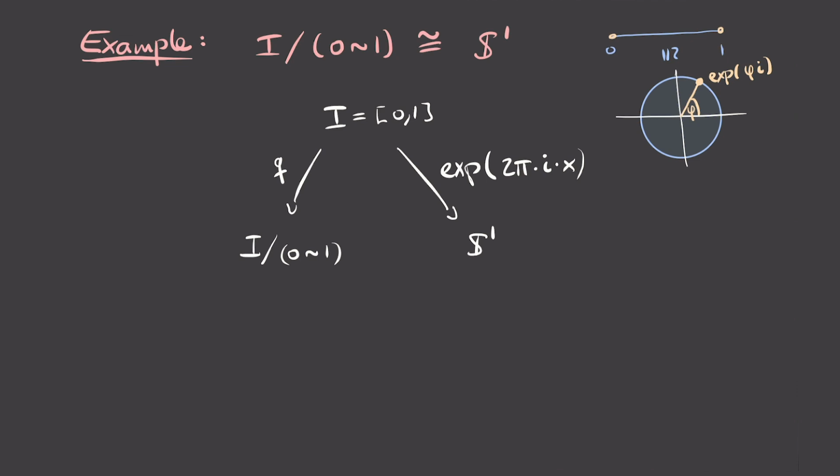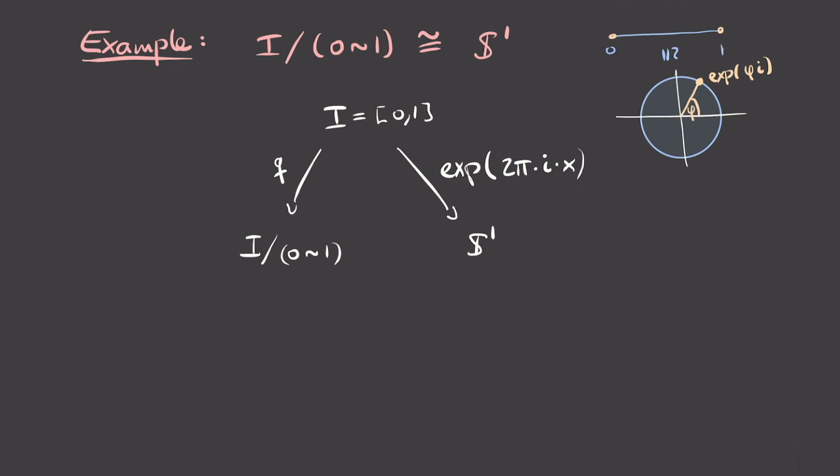And now if we knew that both of them are quotient maps, then we could apply what we saw previously and conclude that this quotient here of the unit interval is homeomorphic to S1. Okay, so the only stumbling block is that we don't necessarily know that this exponential map here is a quotient map, and that's where the closed map lemma comes in.